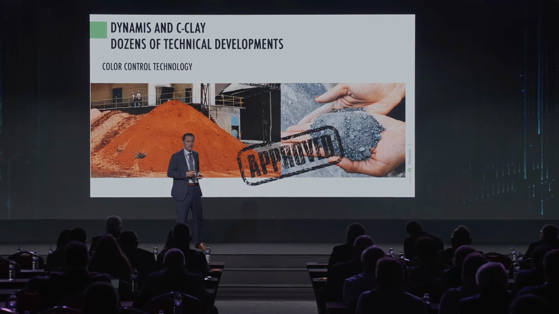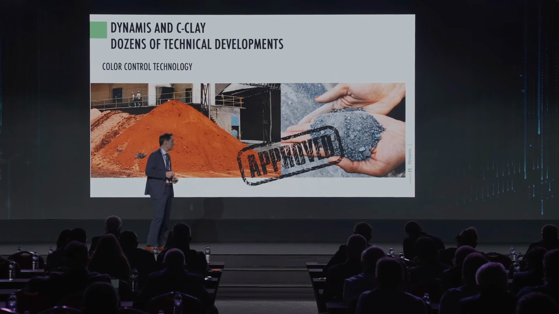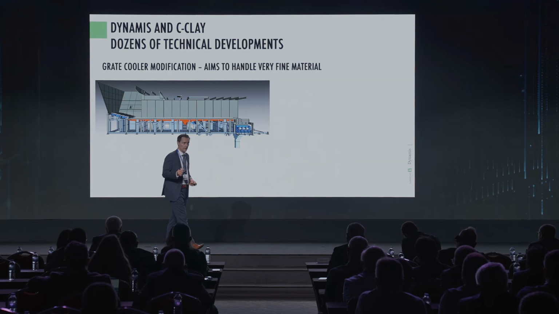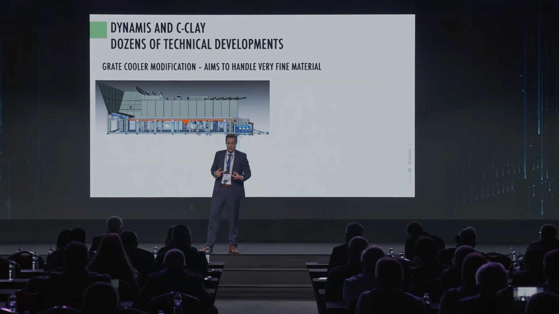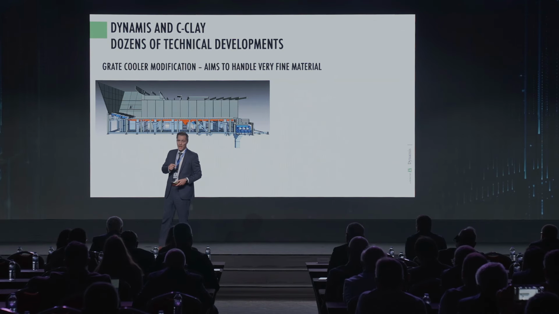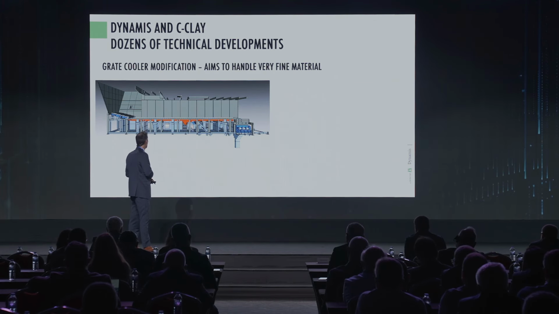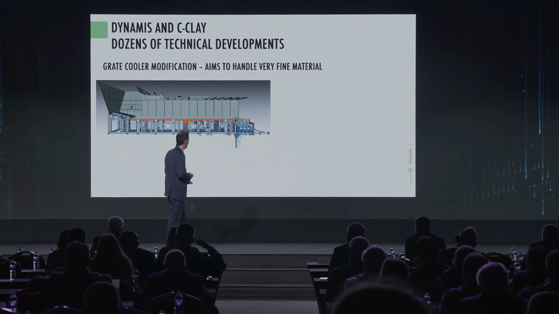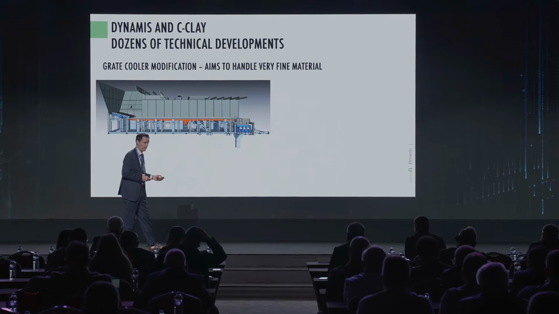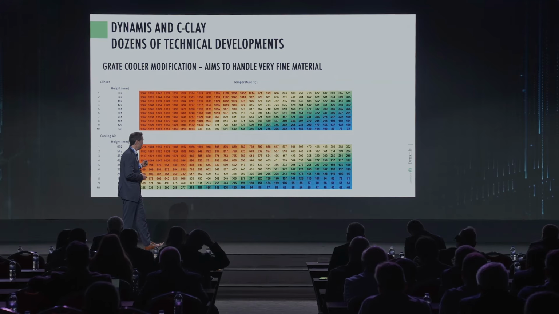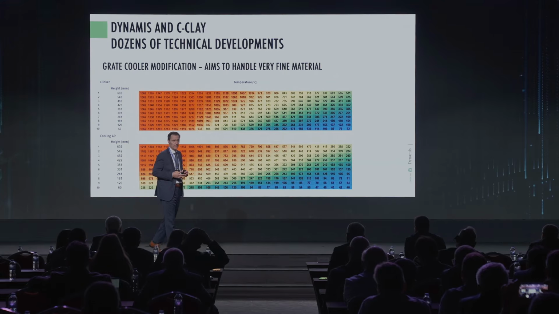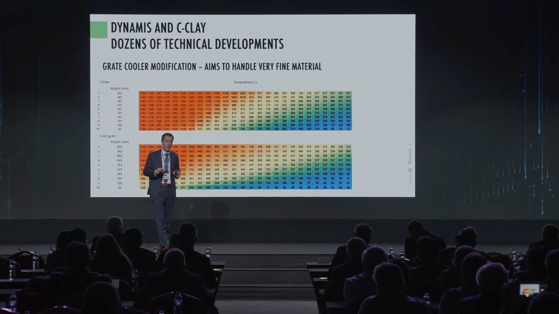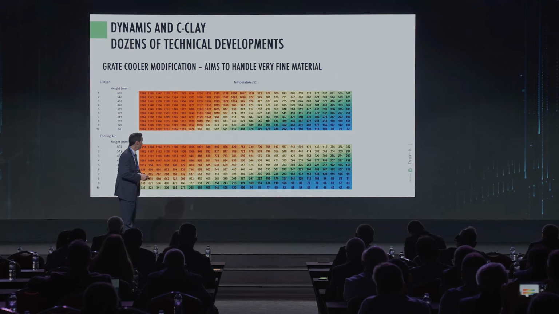Now, since 2019. And more recently, in this development, there is a partnership between Dynamis and IKN to modify clinker grate coolers to handle fine material like calcined clay. We, Dynamis, are responsible for developing the process solution, and IKN is more in the mechanical development.